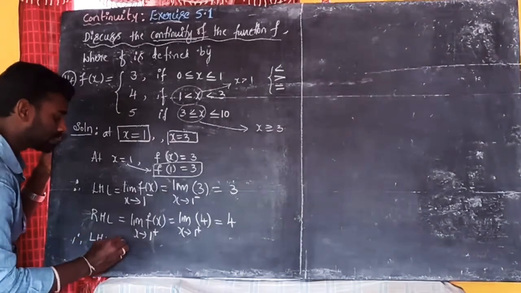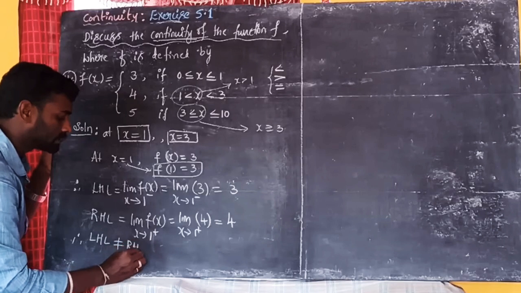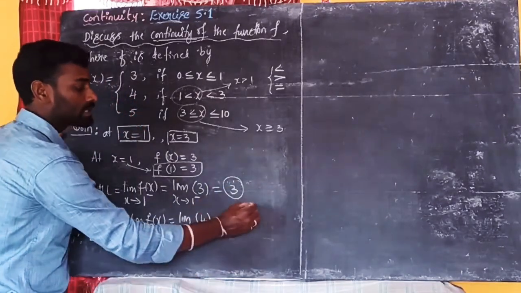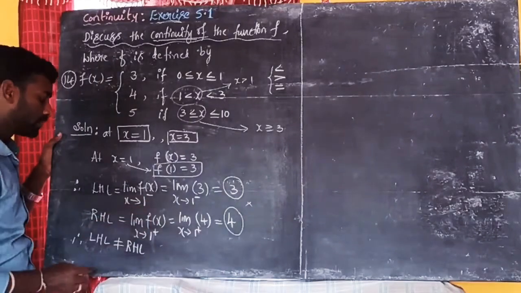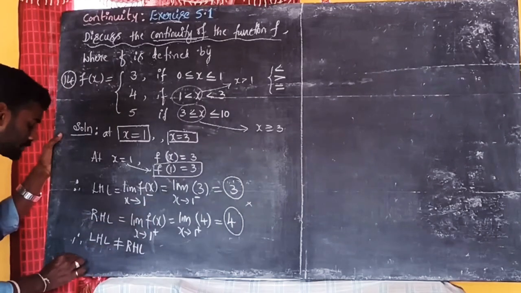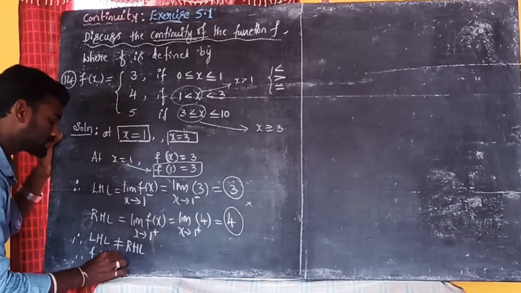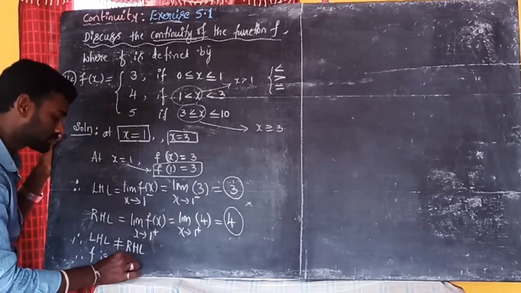Okay, now therefore observe, LHL here is not equal to RHL guys. LHL here is equal to 3, RHL is equal to 4. These are not equal, right? Therefore what? LHL is not equal to RHL. Therefore F is not continuous. F is not continuous.